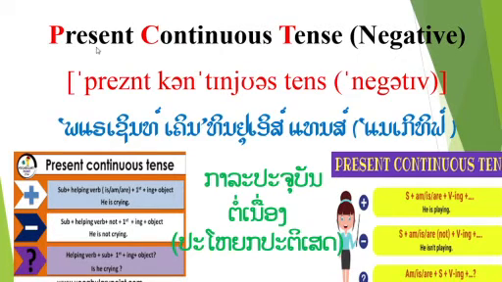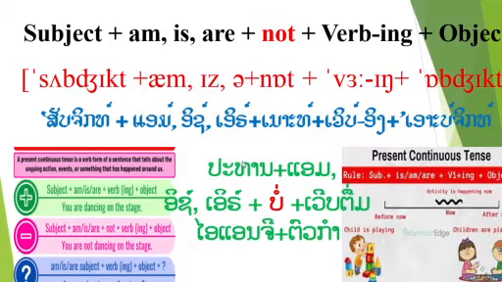Negative. Present continuous tense, negative. In this script you are going to study, the keyword is negative. Negative, what does it mean? Next you should know the structure: subject plus am, is or are, plus not, plus verb add ing, plus object.